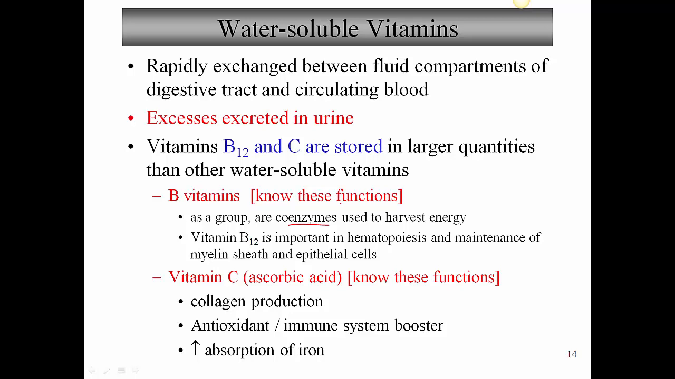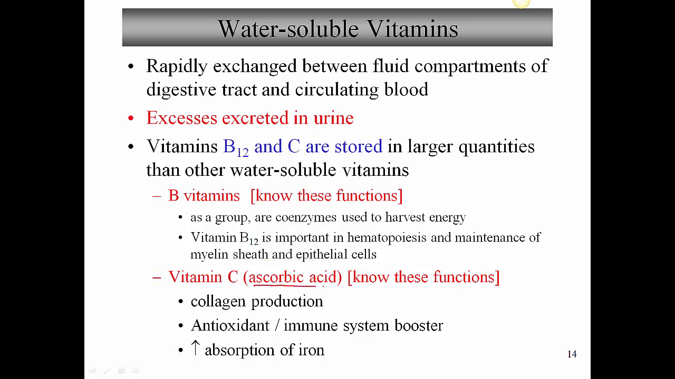Biotin is another B vitamin. For example, this one is very important in the synthesis of fatty acids from those acetyl-CoA groups. So there are a number of B vitamins, and as a group, they're used to harvest energy from the food that we eat. Vitamin B12 has some other important functions in hematopoiesis. We talked about that in the beginning of the course, in maintenance of the myelin sheath, as well as in epithelial cells.